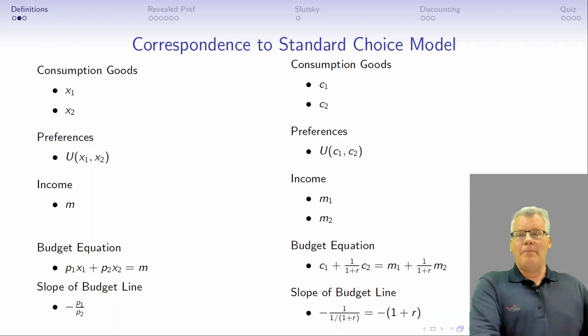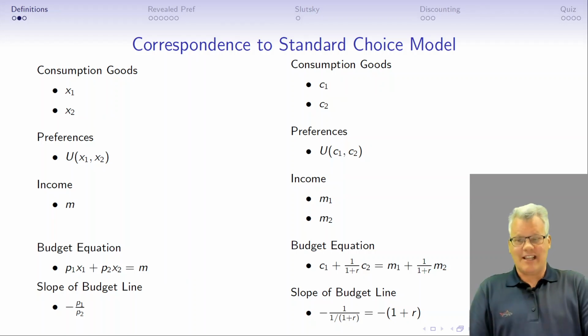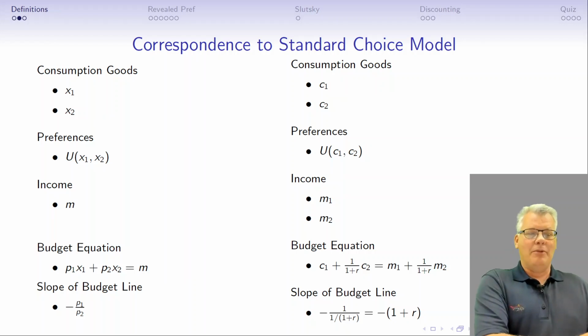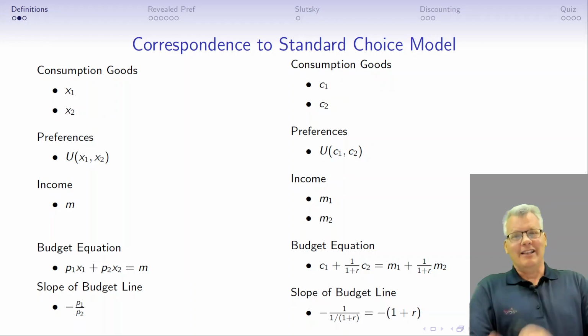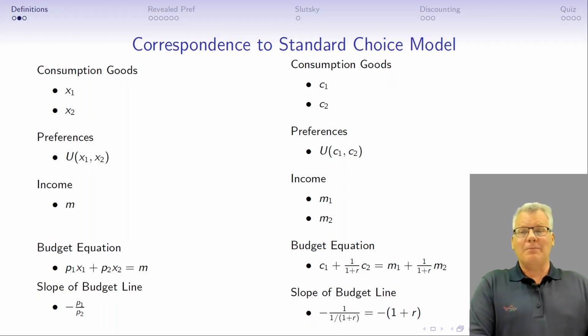Right? So time period 2 consumption is discounted to the present. Time period 2 income is discounted to the present. So this budget equation here is relative to time period 1. We could write the budget equation relative to time period 2, right? So then if it were written relative to time period 2, the time period 2 price would be normalized to 1, and the time period 1 price would be 1 plus the interest rate.